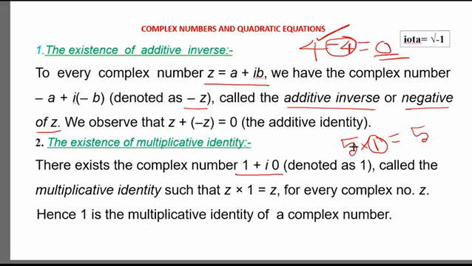Similarly, in complex numbers, the multiplicative identity is 1 plus i0, because if you take 1, it is a simple number. So you need to write it in complex form. There is not much imaginary portion. So 1 plus i0 is nothing but 1 only, called the multiplicative identity, such that z into 1 is equal to z for every complex number z. So what is that 1? 1 is the multiplicative identity of the complex number.